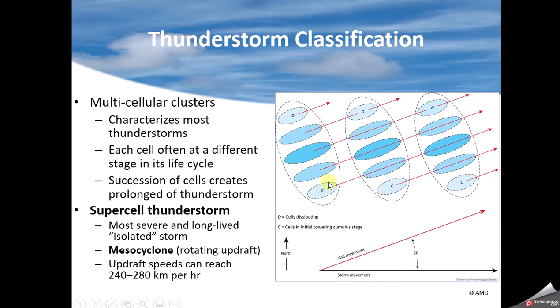So here is what a multi-cell looks like. You have a new storm forming, it matures, and eventually dissipates. And it does that along this path line, we'll say. But the actual motion of the storms is to the right. So you can see here, cell movement is one way, but the actual storms are moving another way.